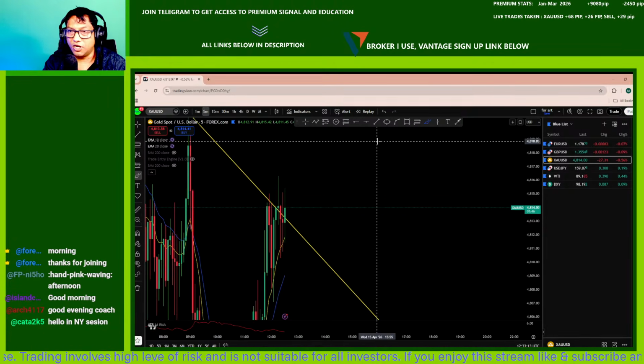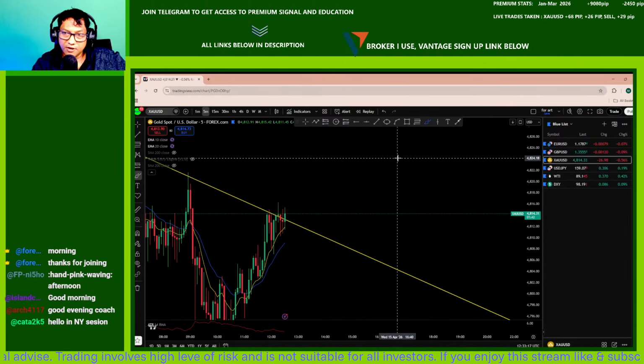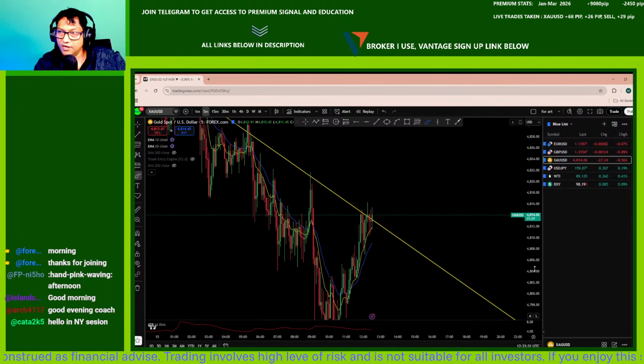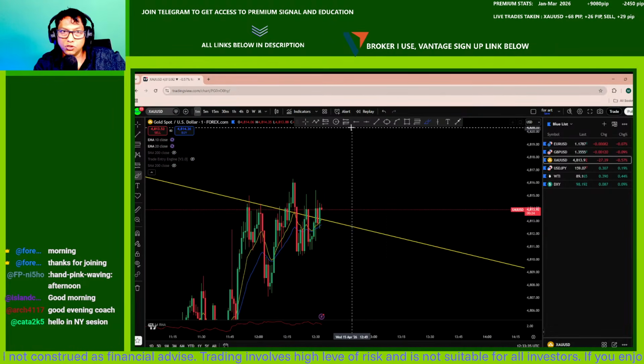So look at the 5-minute chart here, this is the lower time frame price action in that zone, and there is some weaker response from the buyers in that area. So we will be looking for an entry before this 5-minute candle closes.